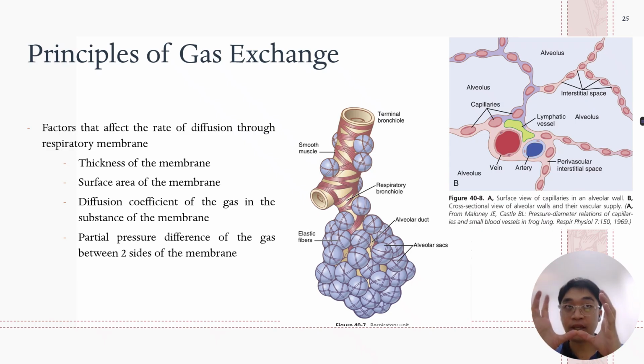But in turn, even if the alveoli become big because of the destruction of the walls itself, the entire surface area of the alveoli becomes affected. So it becomes a lesser surface area of the alveolar wall.